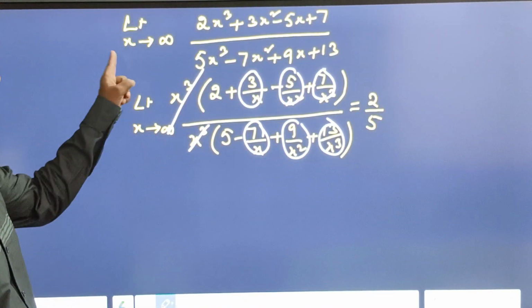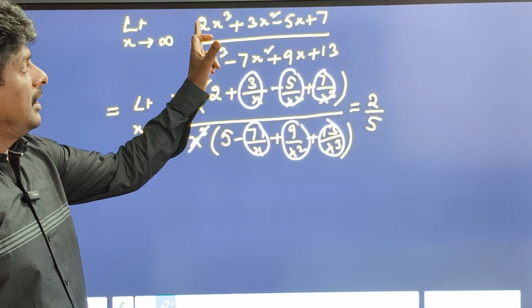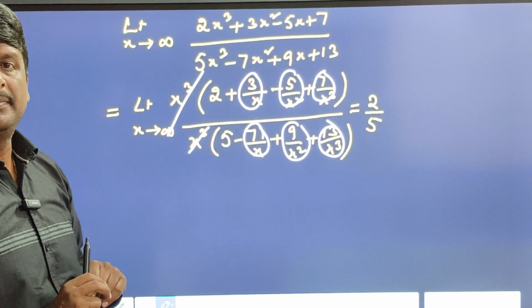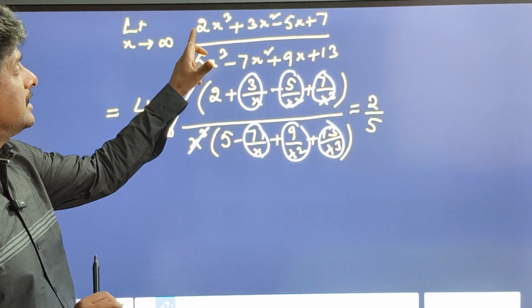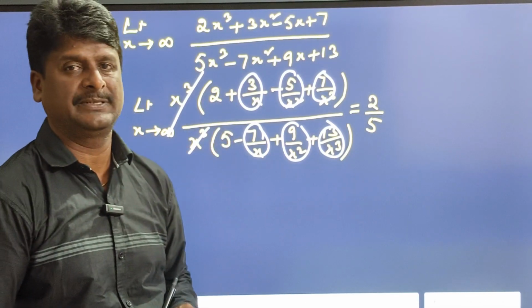Remember that whenever limit x tends to infinity is given and the numerator and denominator degrees are equal, the answer will be the numerator leading term coefficient by the denominator leading term coefficient. 2 by 5 will be the answer. Okay.